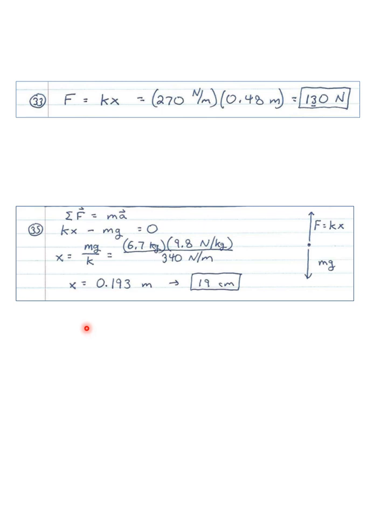Number 35, a spring with spring constant 340 newtons per meter is used to weigh a 6.7 kilogram fish. How far does the spring extend? We look at the force diagram. The spring is pulling upward on the fish with a force of kx. The weight of the fish is pulling down on it, mg. We're going to apply F equals ma, so kx minus mg equals 0. And we're going to solve for x. So x is mg over k. Here I've plugged in all the values, and we get x is 0.193 meters, or 19 centimeters.